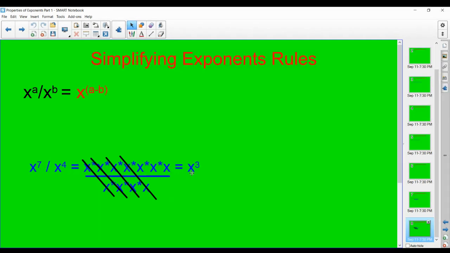So those are some of the first rules of how we simplify exponents.